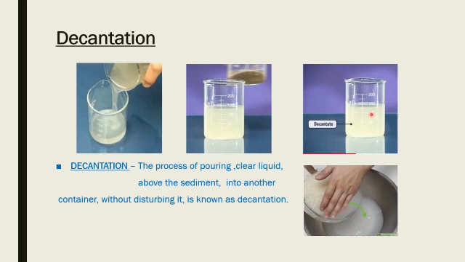Here what happens? Only the heavy particles, heavy components, they settle down. But what about the lighter components? If there is any lighter component, it won't settle down. So how can we separate those components which keep floating, right?